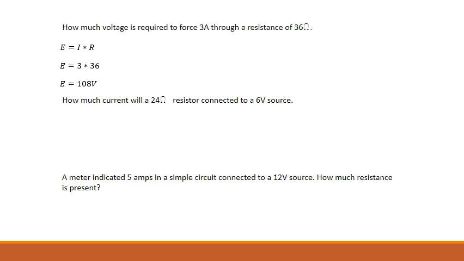How much current will a 24 ohm resistor connected to a 6 volt source have? Your current is your unknown, or your X if you're talking algebraic terms. This question is probably not written right, so I'll double check it. You're looking for current. The question is, how much current will a 24 ohm resistor connected to a 6 volt source give you?